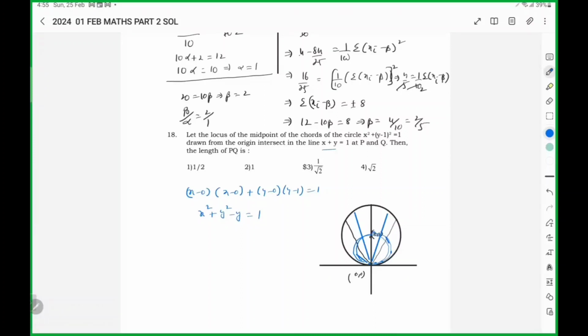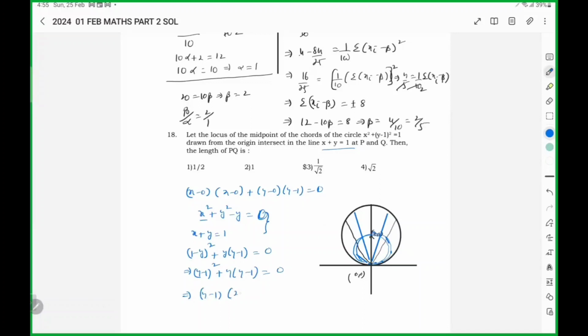Now this line x plus y equal to 1 intersects it. So in place of x square, if you write (1 minus y) whole square, so it is 0 plus y into (y minus 1), (1 minus y) whole square and (y minus 1) whole square are one and the same.